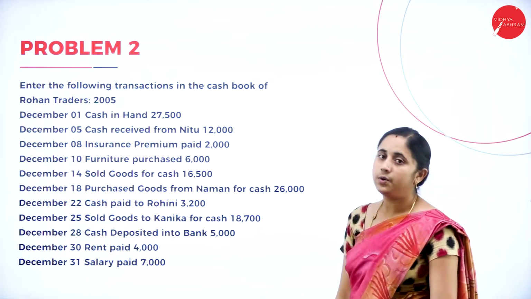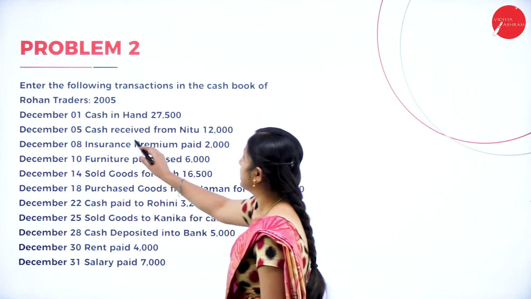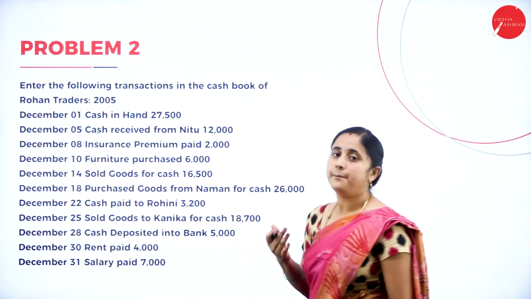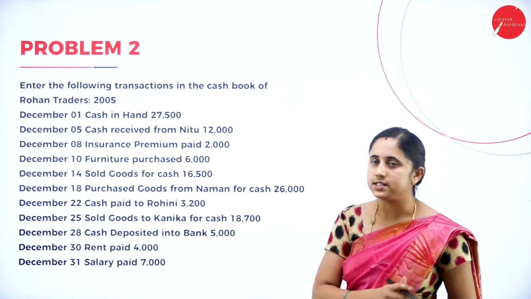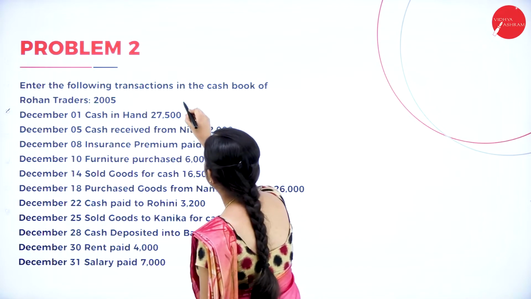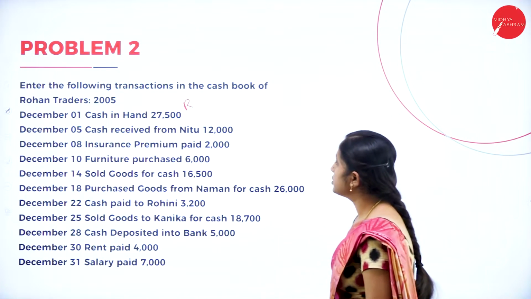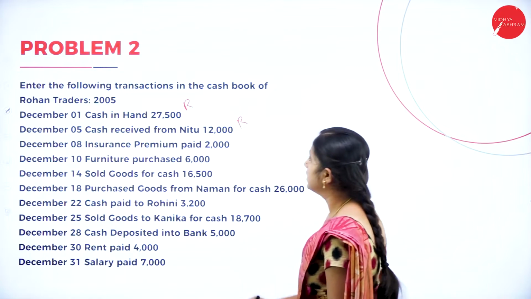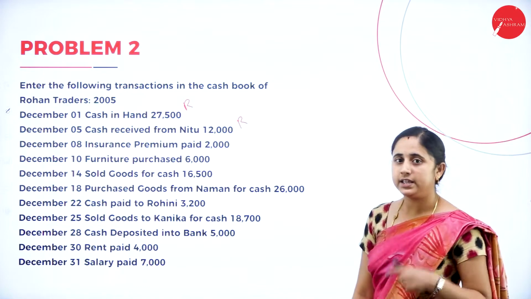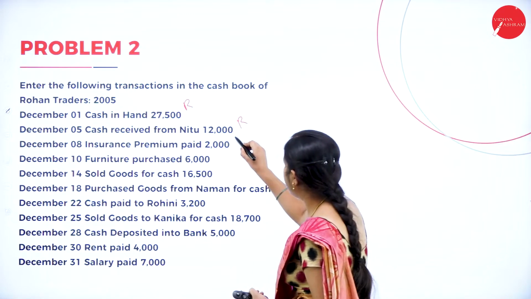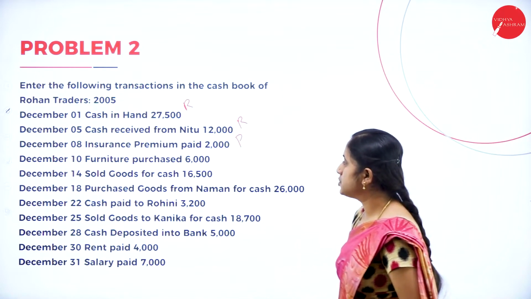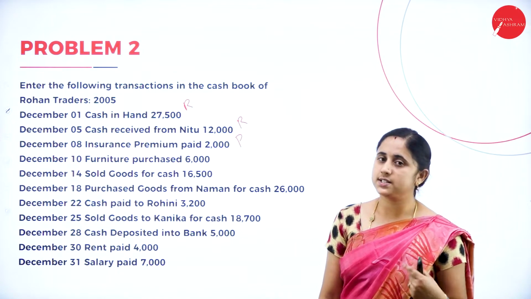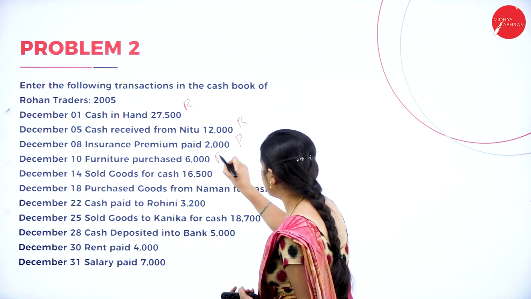Cash deposit into bank. Here, cash in hand is the balance brought down from the last month. So, this is the receipt. Cash received from Neetu is a receipt. Insurance premium paid, that is a payment. Then furniture purchase. Purchase is a payment, cash is going out.